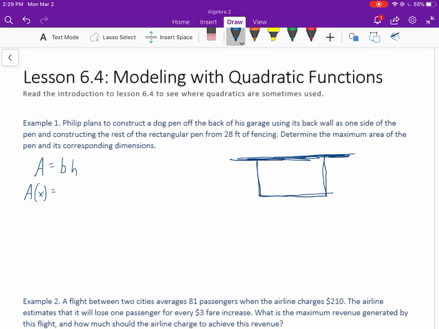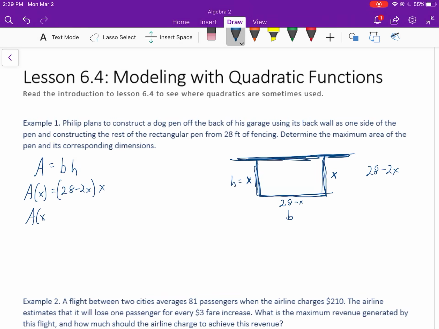So let's come over here. Let's just name this x. Let's name our width x, which means our length would have to be the 28 feet minus 2x. So we have the entire 28 feet for this whole thing, but we're using up x on the left side and x on the right side, so we have 28 minus 2x. So here's our base, and here is our height, or some people like to think length and width. So our base is 28 minus 2x, and our height is x. And so now we have a formula for the area in terms of x.